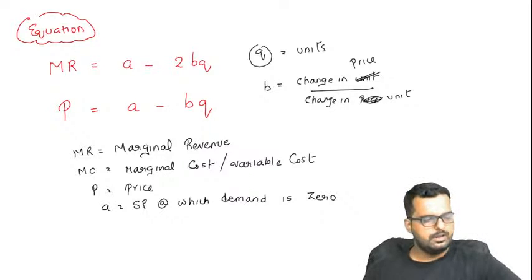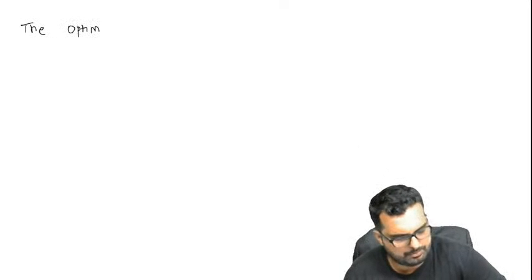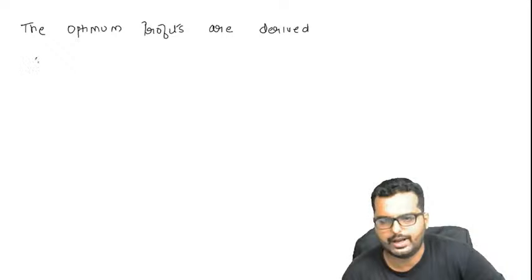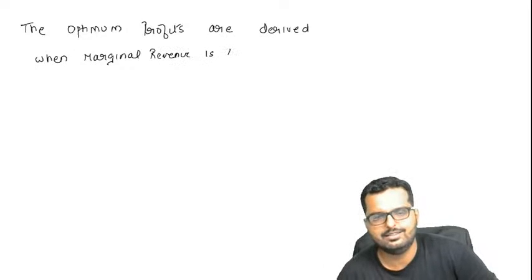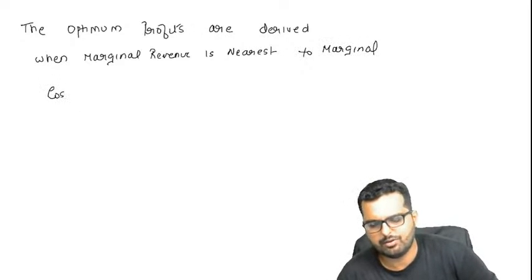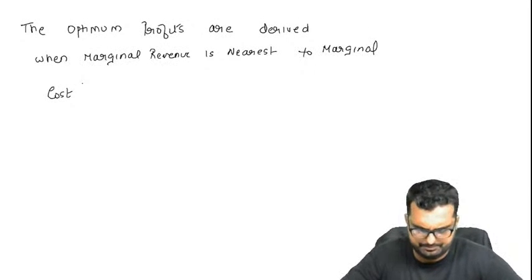Alright friends, have you all put up till here in your books? I will now explain this to you. The optimum profits are derived when the marginal revenue is nearest to marginal cost. You will not understand from a sentence. I'll show you with the numerical thing. First, can you write this down in your books now?